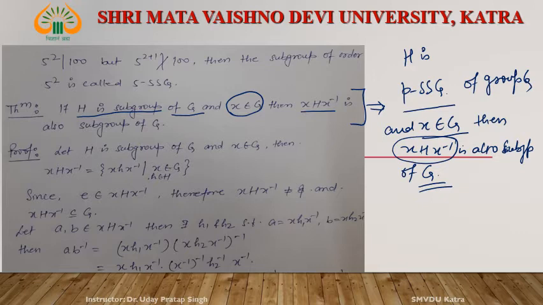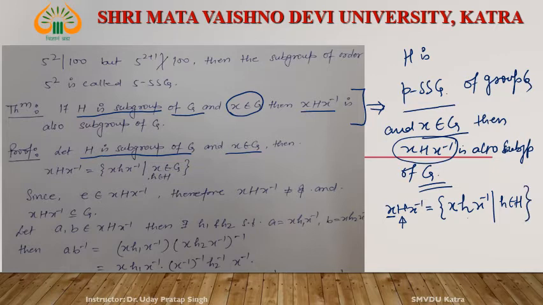Let H be a subgroup of G. Let us assume this, and x is any element of G. Then what is x H x inverse? It means x, then one element from capital H, say small h, and from the right side x inverse. Here h belongs to capital H, and x is already given from G. Whether this x H x inverse is empty? No, it cannot be empty.